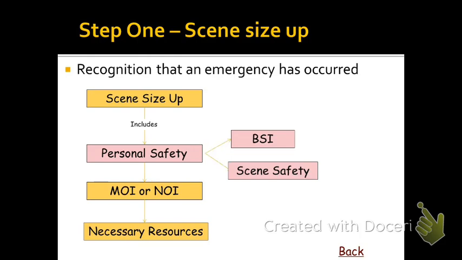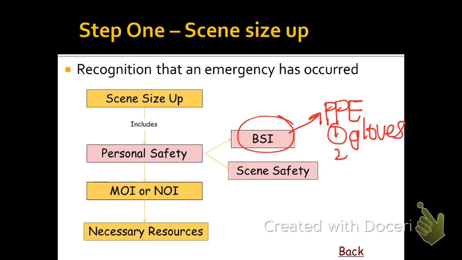The first one is your BSI, what's called body substance isolation. Another way to think about this would be your PPEs, right? Your personal protective equipment. That can include anything but not be limited to gloves. It could include masks, etc., right? So anything that would protect you from being exposed to a pathogen.